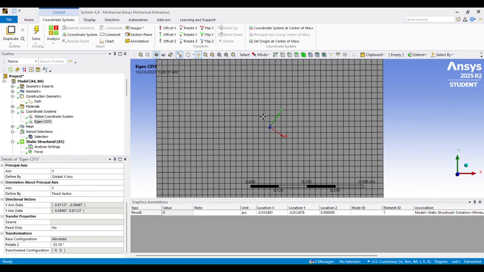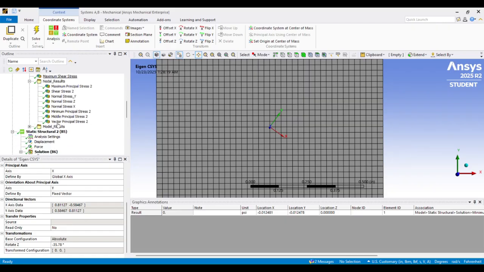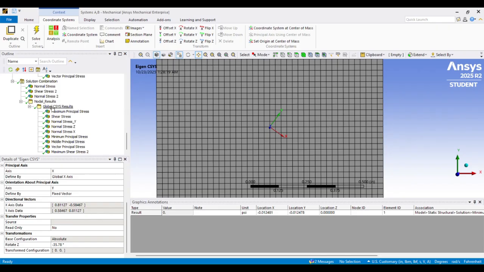And I've created a new coordinate system. I've called it eigenvectors and rotated it by that angle relative to the global coordinate system for that node location. And if we look at the normal stress in the y direction, it should equal one of the principal stresses.